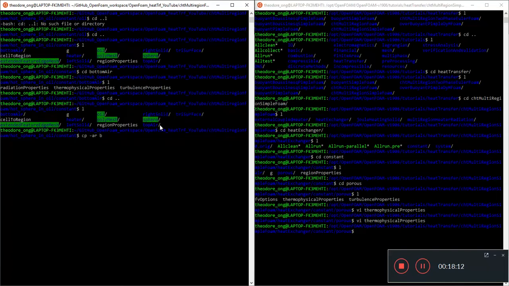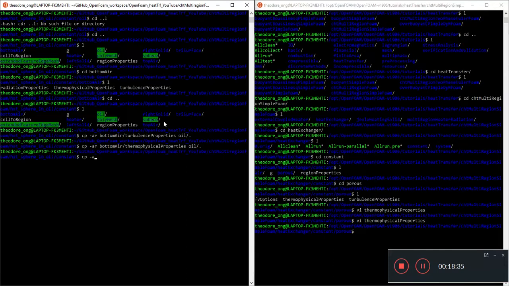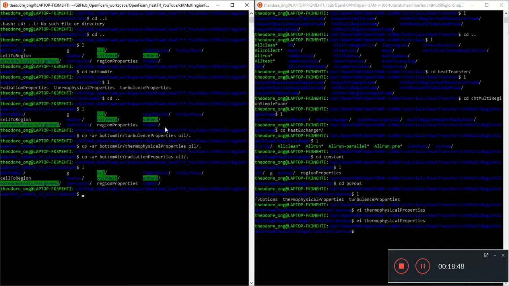cp bottom air turbulence properties, bottom, okay, go into oil. So next thing, cp bottom air thermophysical properties, oil, into oil. cp bottom air, I think the last one is radiation properties, and put it into oil. So these are the three dictionaries we need to pass over.